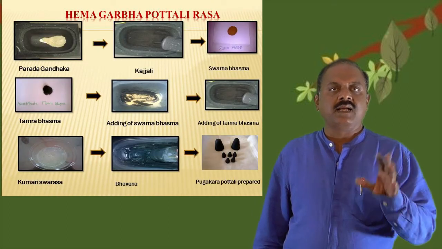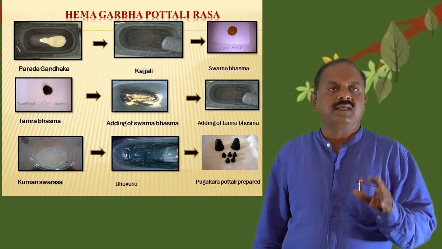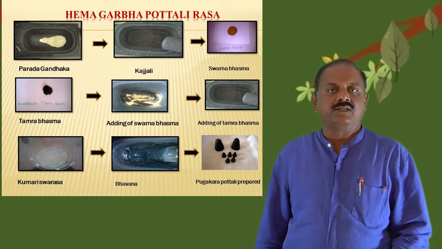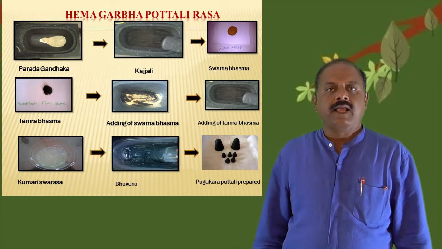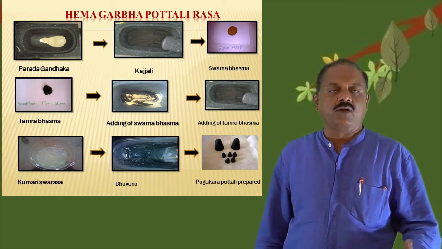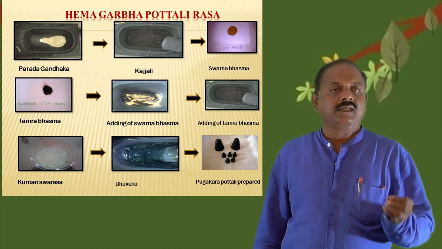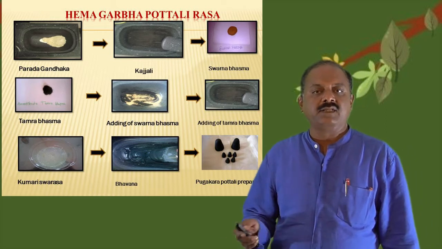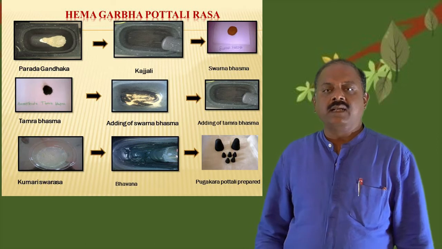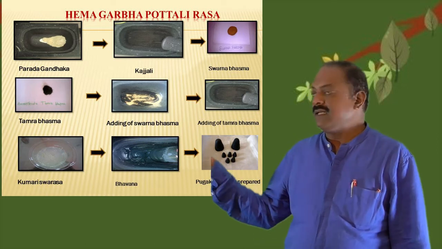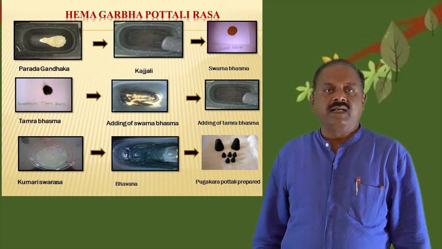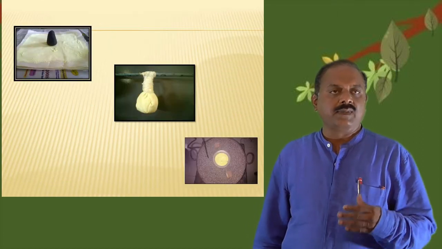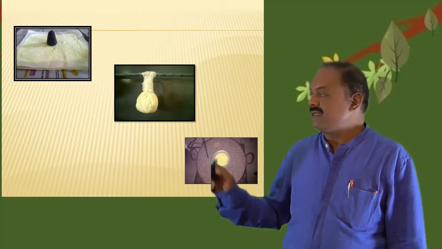This is an example regarding the Hemagarbha Pottali. In this, Parada and Gandhaka are taken and triturated to make Kajali, and Swarna Basma and Tamra Basma are added along with the Kajali. Again Kumari Sarasa is taken as the Bhavana Dravya, and after giving Bhavana, it is prepared in the Pogakara shape and kept for drying. After drying, in Pradhana Karma, the Paka Vidhi is started for the Paka Pottali.